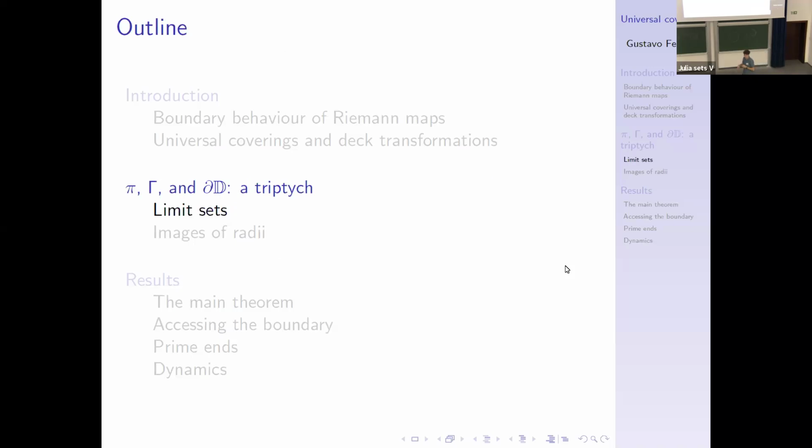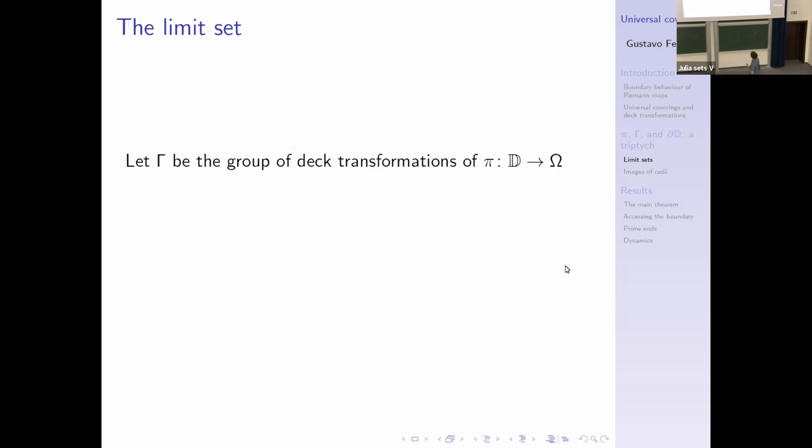Right, so first let's talk about limit sets. Okay, so we had this universal covering, and we said that we have this group that's called the group of deck transformations. Right, and now for some point on the unit disk, we're going to take basically the derived set, right? So the accumulation points of the orbit of z under this group.